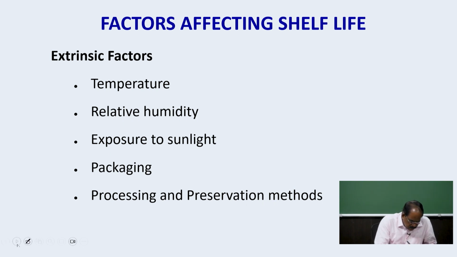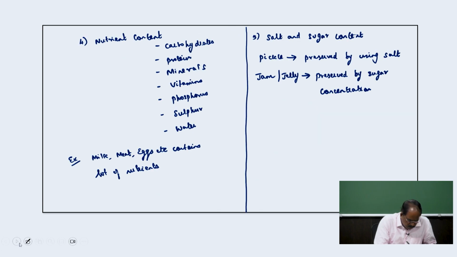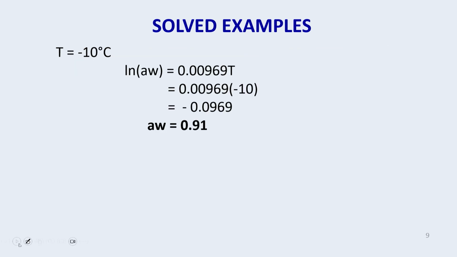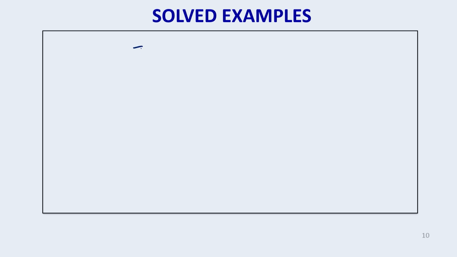Let us move to one small numerical question before I conclude this lecture. Calculate the water activity of frozen bread at minus 10 degrees centigrade. Water activity is the first intrinsic property factor which we have seen under the topic factors affecting the shelf life. This is represented by the letter AW. The temperature is given as minus 10 degrees centigrade. You have to find out water activity.